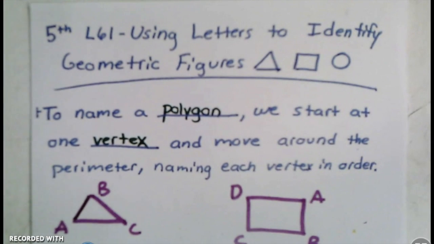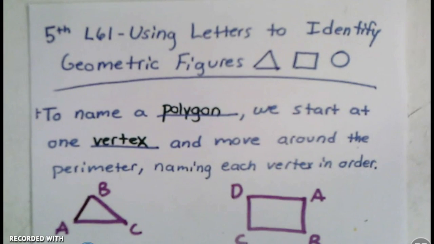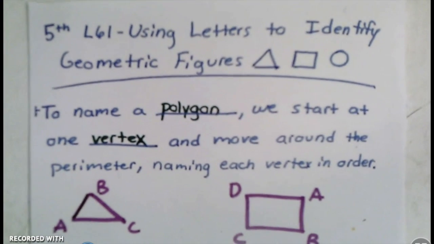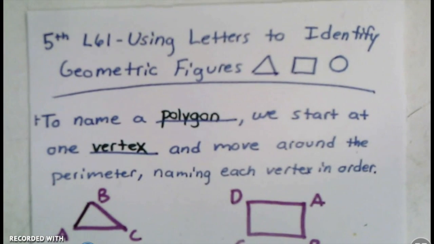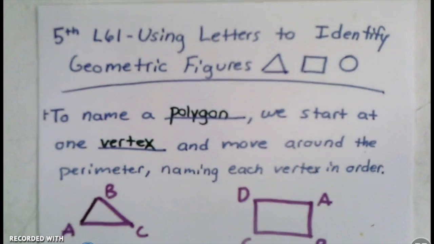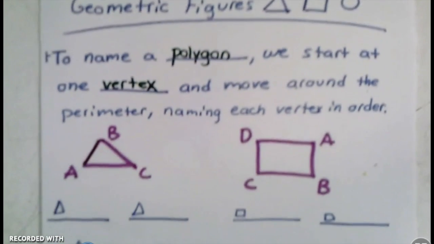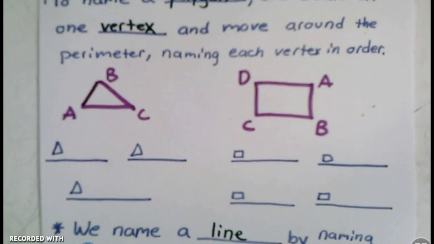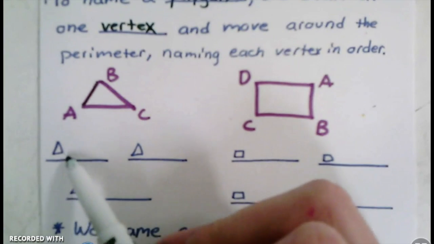Welcome to lesson 61 on using letters to identify geometric figures such as triangles, rectangles, circles, lines, and angles. To name a polygon, we start at one vertex and then move around the perimeter, which is the outside, naming each vertex in order. For example, we've got a triangle here. That's what that little symbol means.